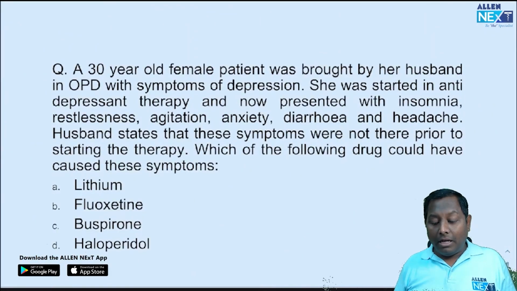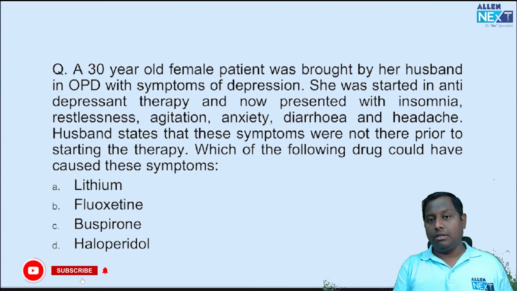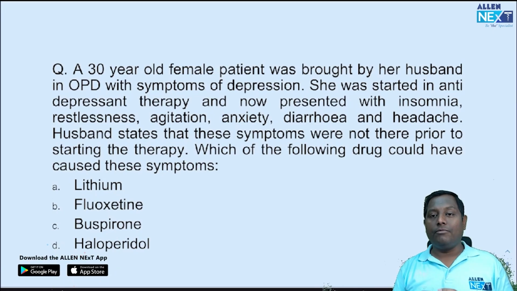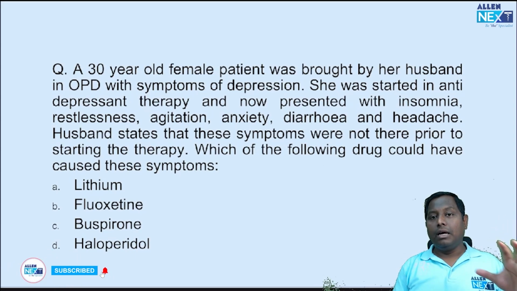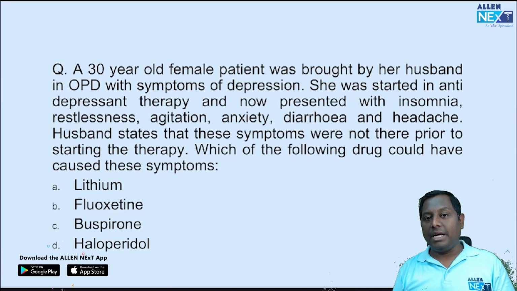A 30-year-old female brought by her husband. Now there was a history of depression. This history has been distorted by many students and many people. Different versions have been given, but we have come up with the version that suits best. Just try to understand the concept: there is a female who had depression, diagnosed with major depressive disorder. She was accompanied by her husband.